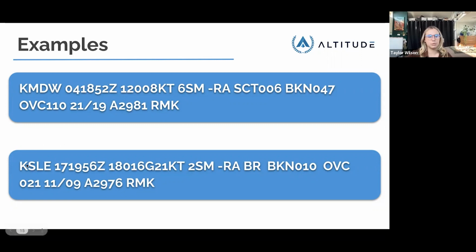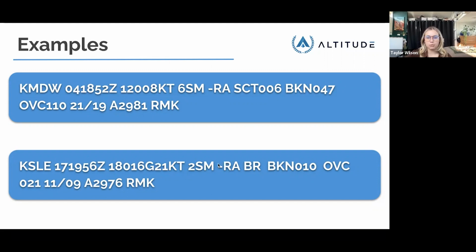Then our second example, again, starting off with that K, our 3-letter airport identifier. This report was issued on the 17th at 1956 Zulu. Our wind is from 180, and the wind is 16 knots, gusting 21 knots. So if you have a gust factor in there, you're going to see that G in here. So we got 16 knots, gusting to 21 knots. Our visibility is 2 statute miles.